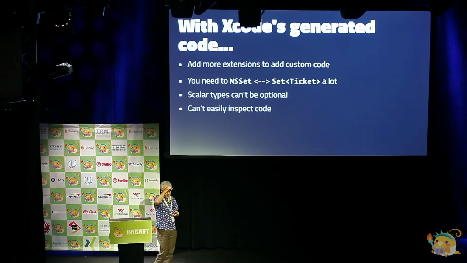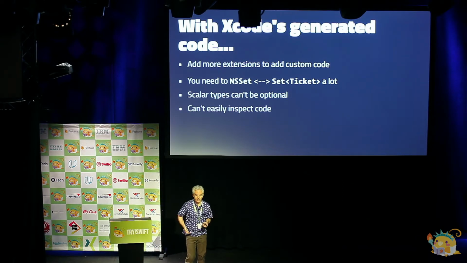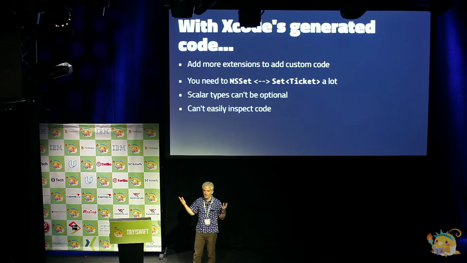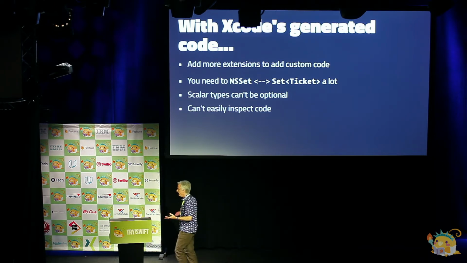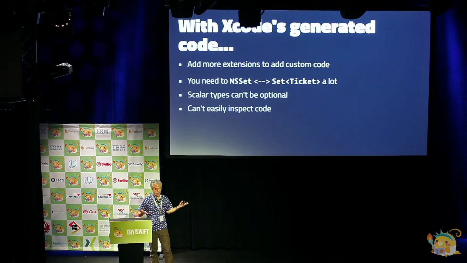And so yeah, I mentioned the extension. The NSSet to Set conversion in Swift is a pain to do all the time. Scalar types can't be optional, which I really hate because sometimes a numeric type really needs to be optional, but Objective-C doesn't understand optional scalars. And since we're using core data, we're getting that limitation.